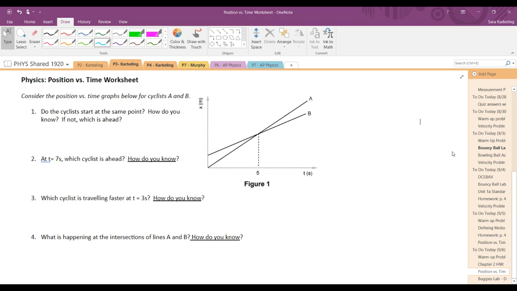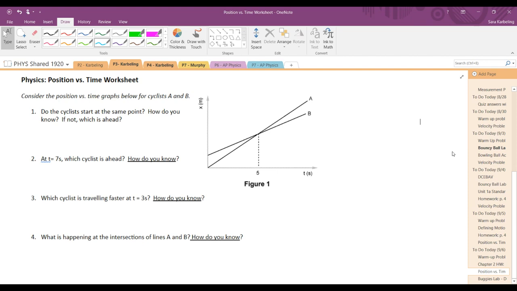Names first. My name is Josh. I'm Ben. I'm Jordan. I'm Nate. Awesome. The question was number 2. Jordan, you start. Which cyclist is ahead at 7 seconds and how do you know? We said cyclist A is ahead because the line at that point is higher. So maybe Nate, can you point at what you're talking about here? Right there. Cyclist A is ahead because after 5 seconds, cyclist A passed by cyclist B. And so cyclist A is further along that displacement, right? Further over. Therefore, we would call that ahead because it's in the positive direction.